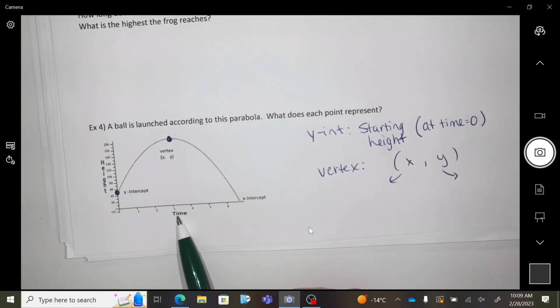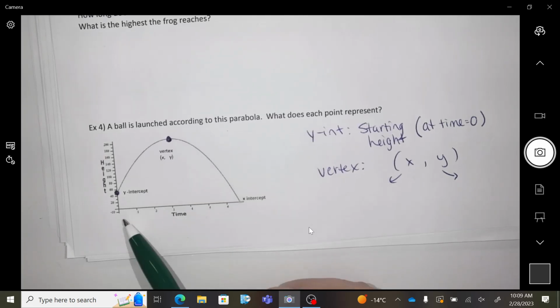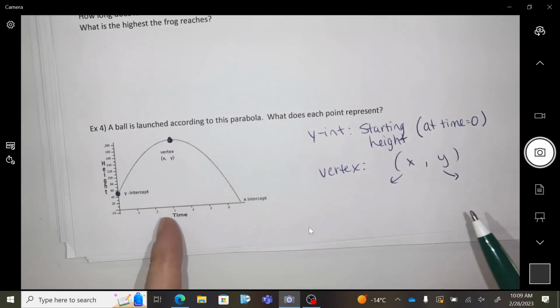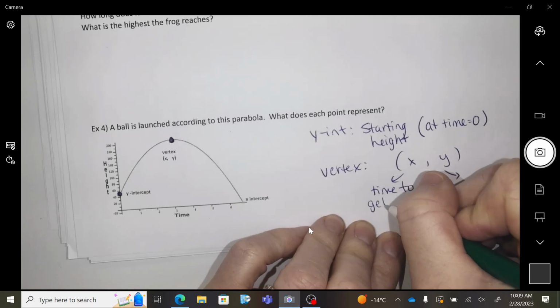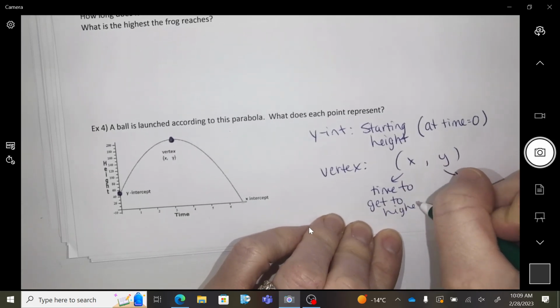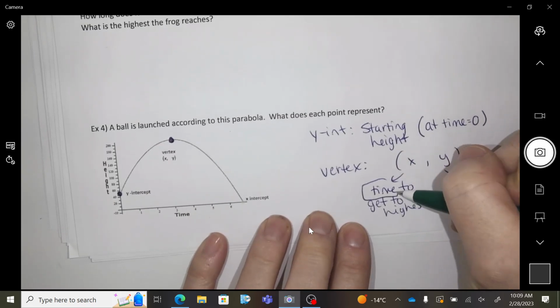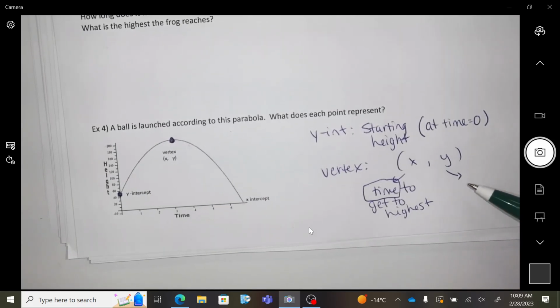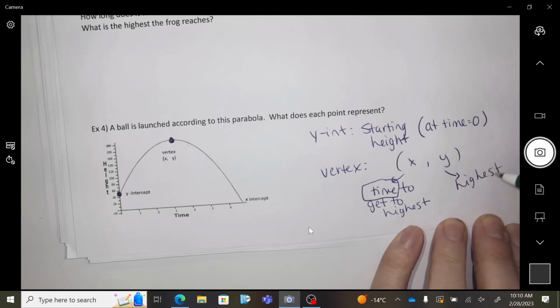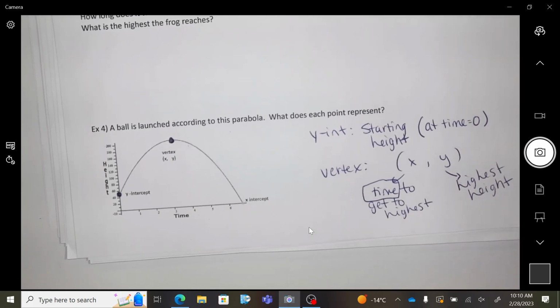What would the 3 be in this context? 3 seconds or whatever, right? 200 feet. So the x would be the time to get to the highest. How long does it take you to get up to the top? And what would the 200 in this context be? The y part of this would be the highest height. The time and the height. Separate those two ideas. How long does it take to get there and what is the highest?